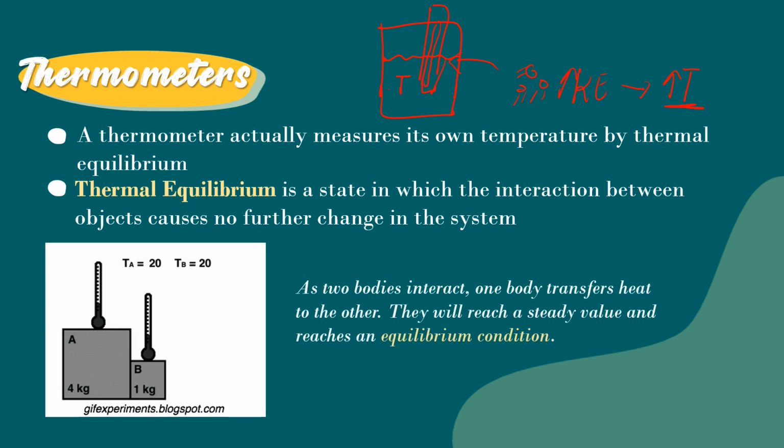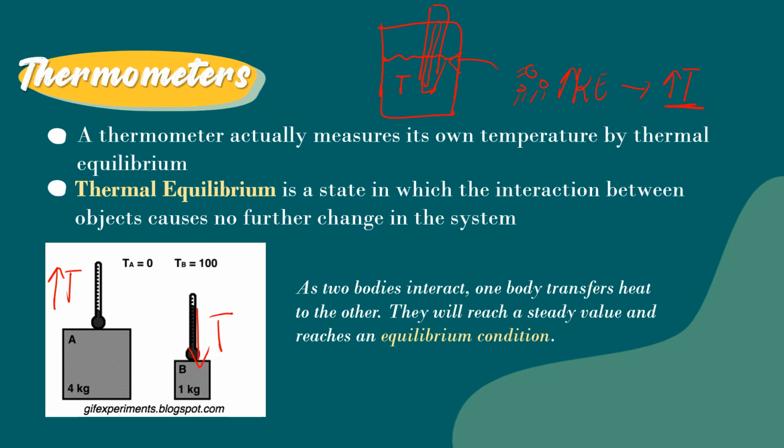To explain it further, observe the GIF in this presentation. You have object A and object B, two objects with different masses and different temperatures. Initially, object A has a low temperature and object B has a high temperature. Once you put them in contact, you'll notice that object B loses temperature, while object A increases its temperature.